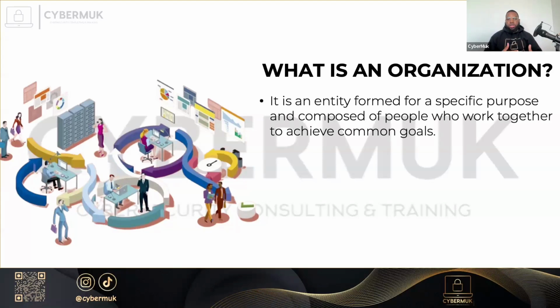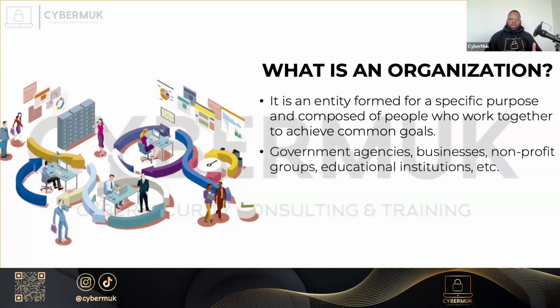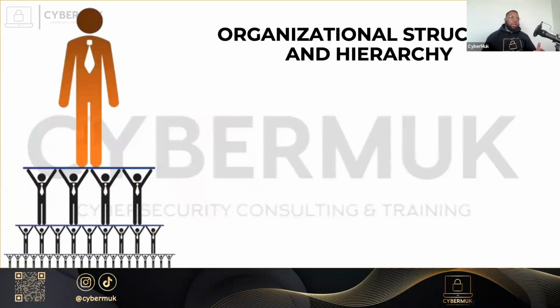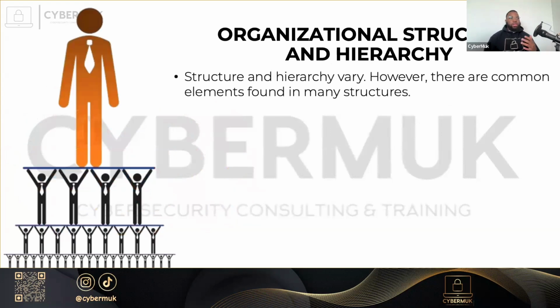People work together to achieve a common goal. It can be a government agency, it can be an educational institution, it can be a hospital, it can be a non-profit group, etc. These are entities with defined roles, responsibilities, and generally a hierarchical framework from top to bottom. And generally, this is what the hierarchy looks like. So you have a structure and hierarchy, it varies.